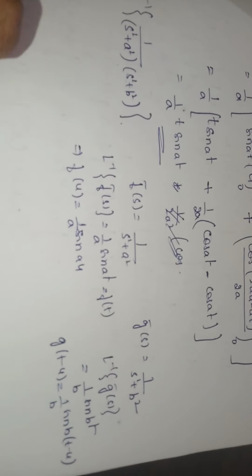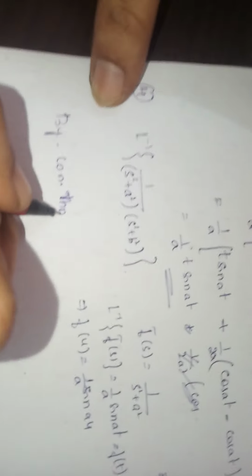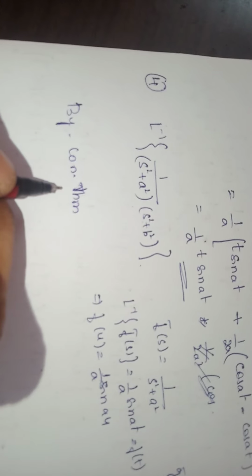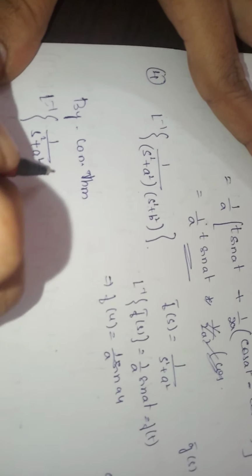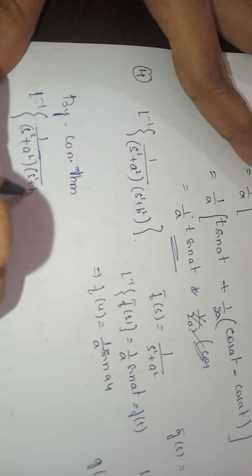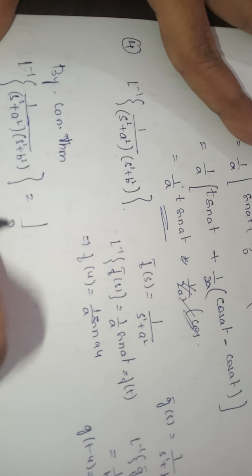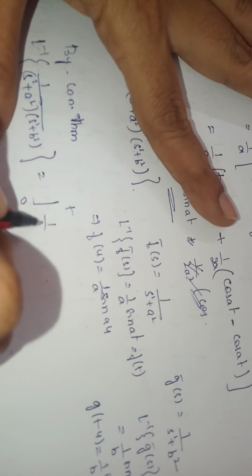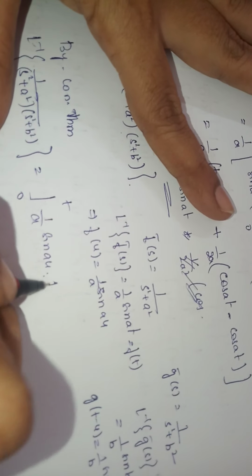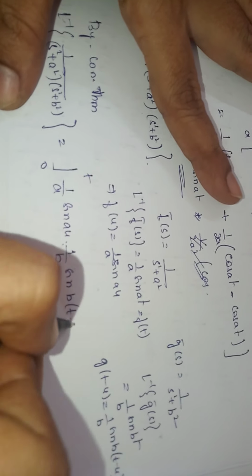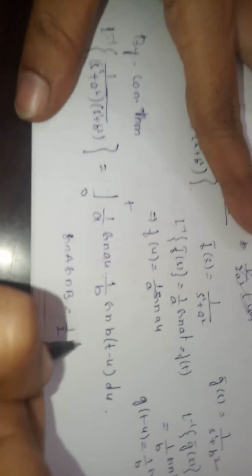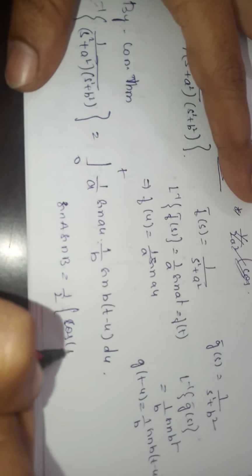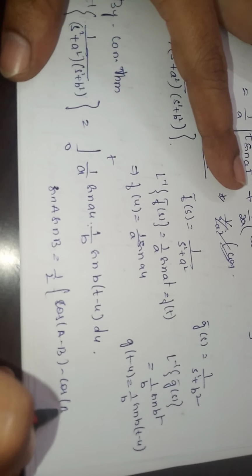So by convolution theorem, we have Laplace inverse of 1 by (s square plus a square) into (s square plus b square) will be equal to integral 0 to t. I write it directly. 1 by a sin au, 1 by b sin of b into (t minus u) du. Now apply this result, sin a sin b. Sin a sin b is 1 by 2 into [cos of (a minus b) minus cos of (a plus b)].